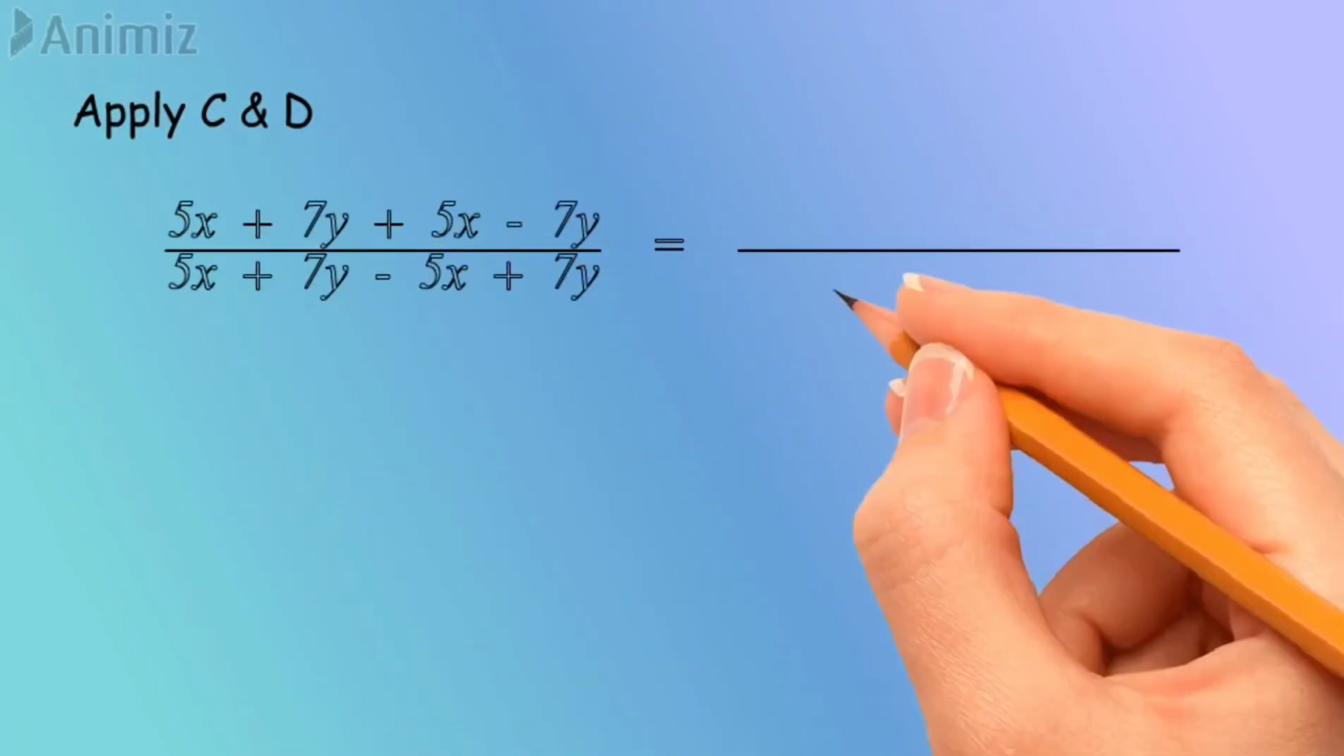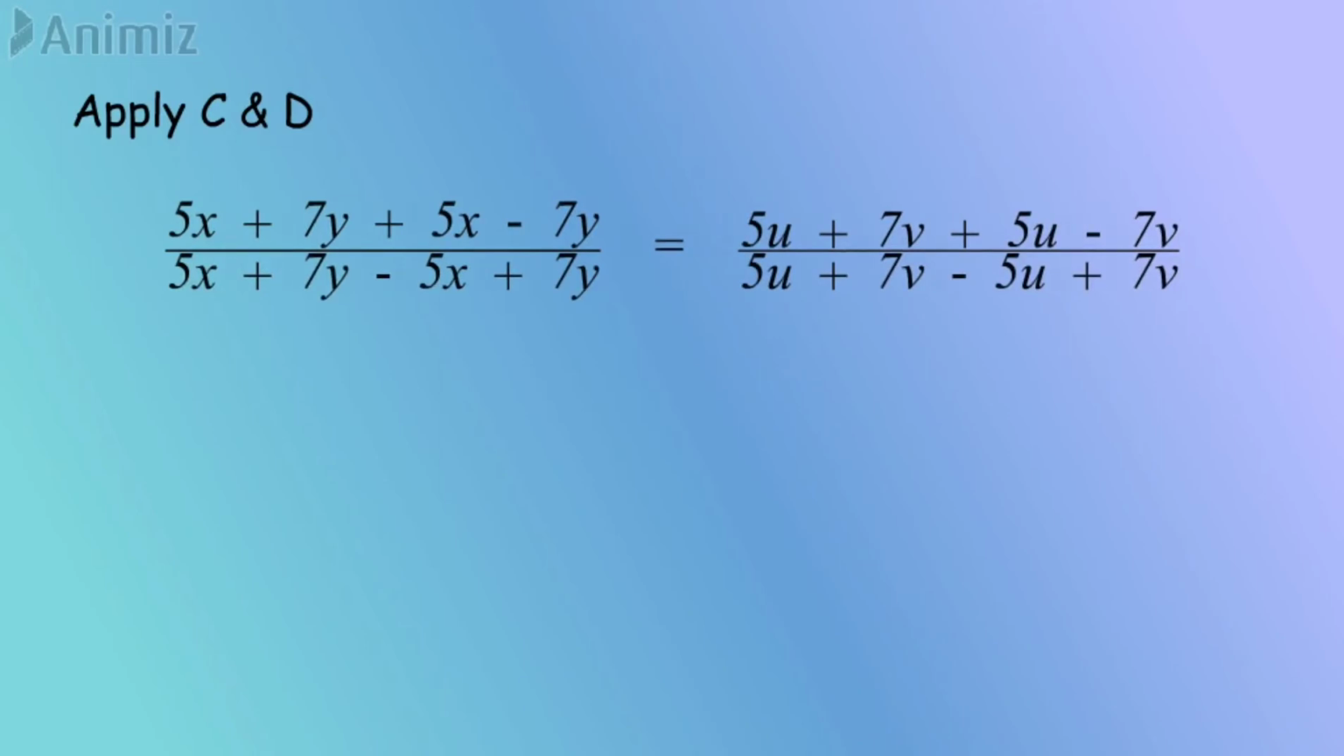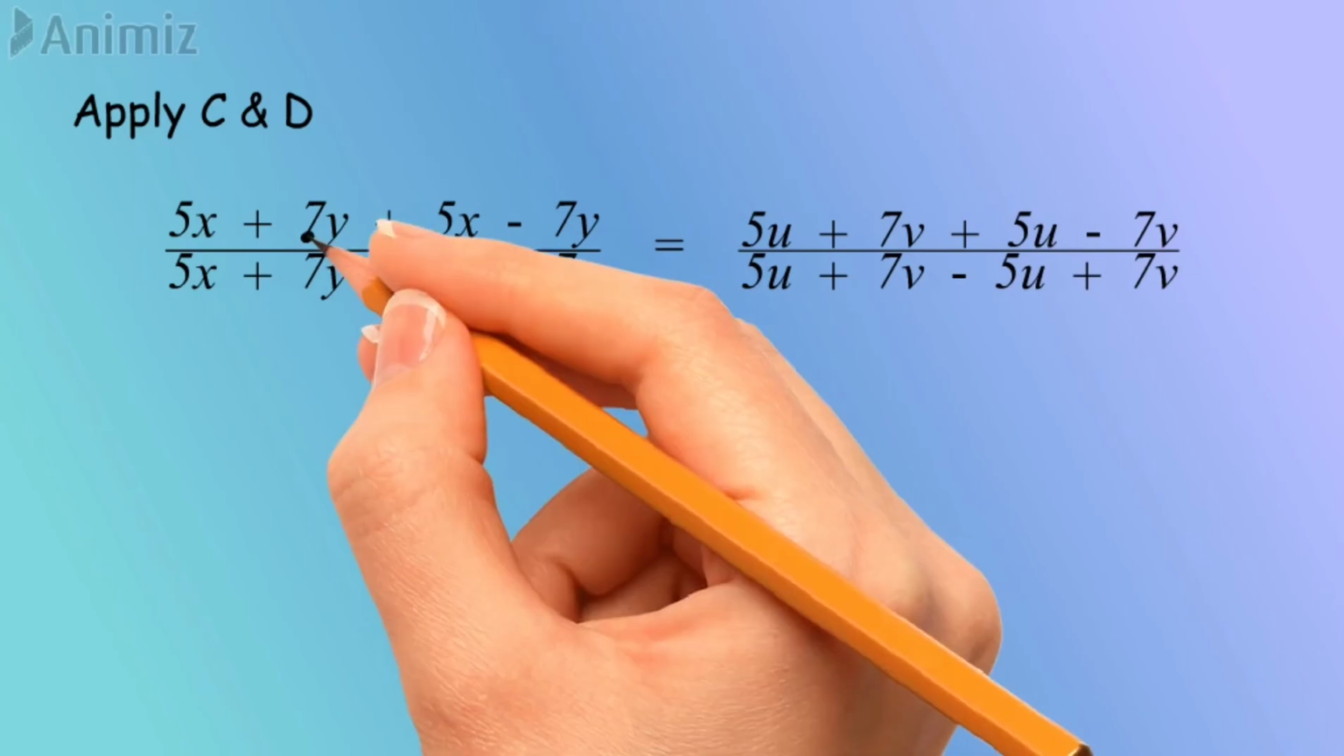Now after applying componendo dividendo, what you observe? You can cancel 7y in the numerator, 5x in the denominator. Same way on the right hand side, you can cancel 7v on the numerator and 5u in the denominator. So let's cancel the common factors.